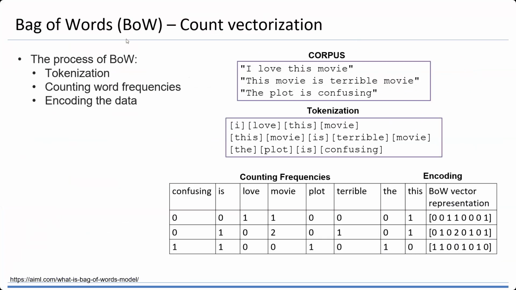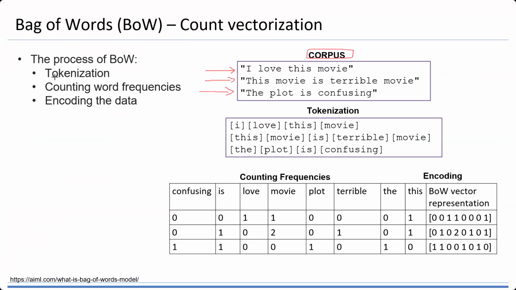So for the process of the BOW, usually we will have a corpus. A corpus means a collection of text. So this is the text that we saw before. I love this movie. This movie is terrible movie. The plot is confusing.